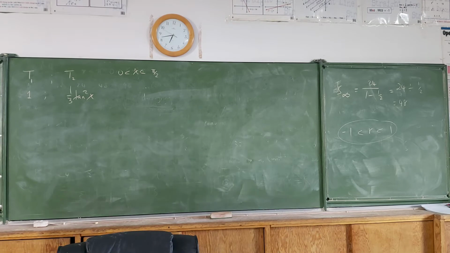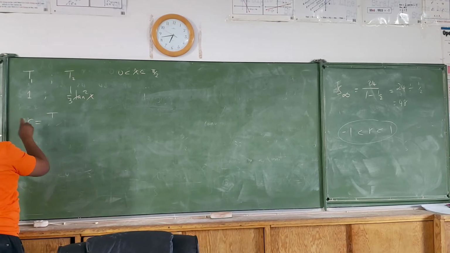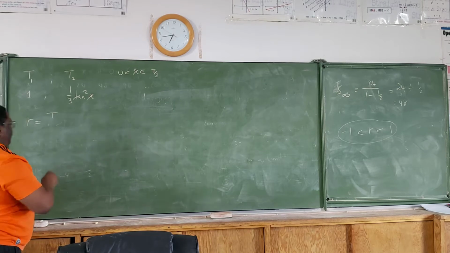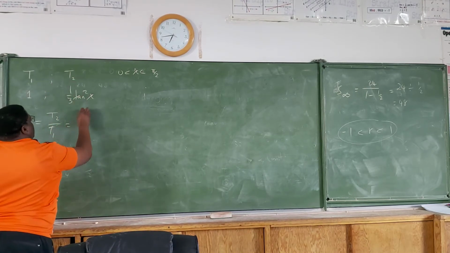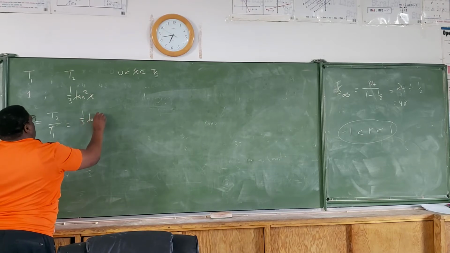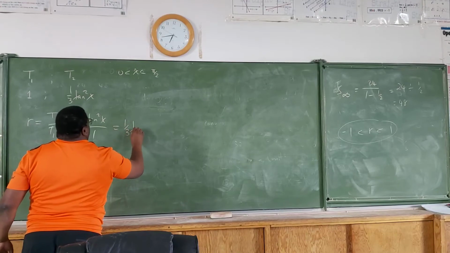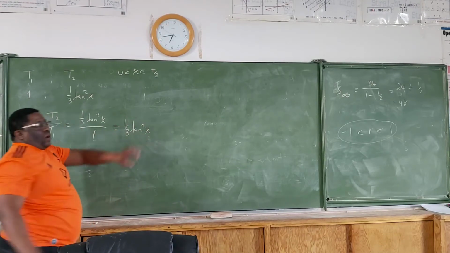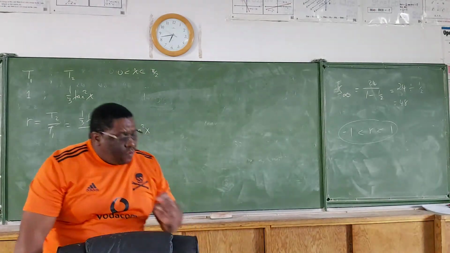Let's just, while we're here, calculate what our ratio is. Second term divided by first term. Second term is 1/3 tan square x divided by 1. Anything divided by 1 is just equal to that. So that's our r.